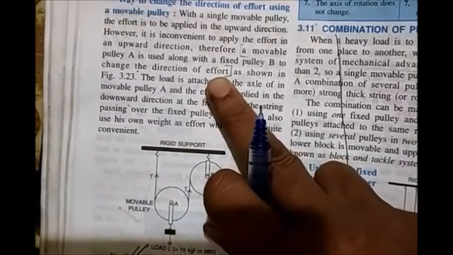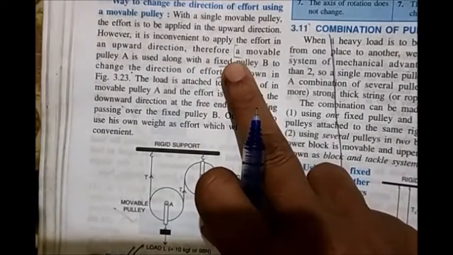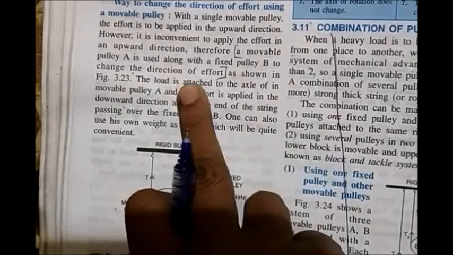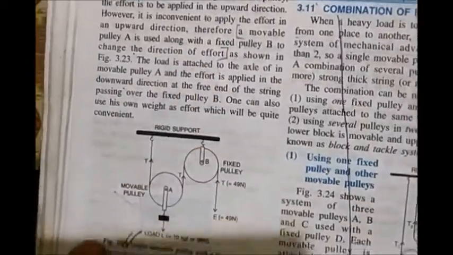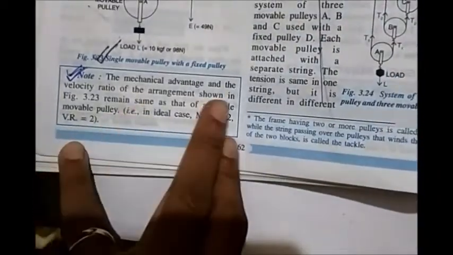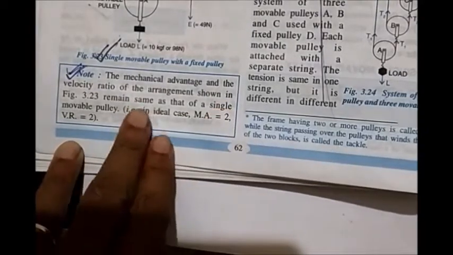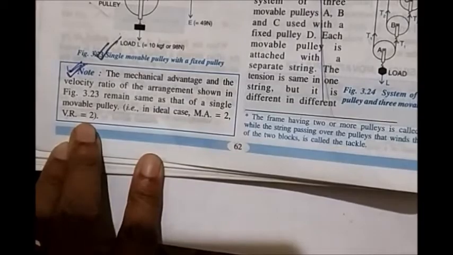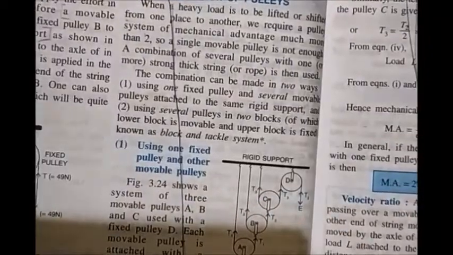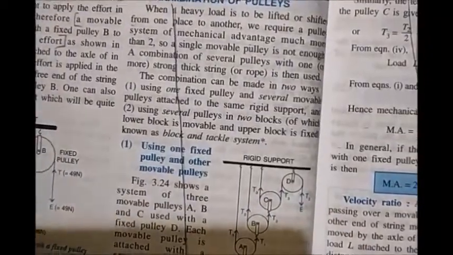Let's see what you have to study from the book. So a movable pulley A is used along with a fixed pulley B to change the direction of effort. And then the diagram, this diagram is very important, and this note is also very important, because it says mechanical advantage and velocity ratio shown remain same as that of movable pulley, that is MA is equal to 2 and VR is also equal to 2. Okay, now the next combination of pulleys.